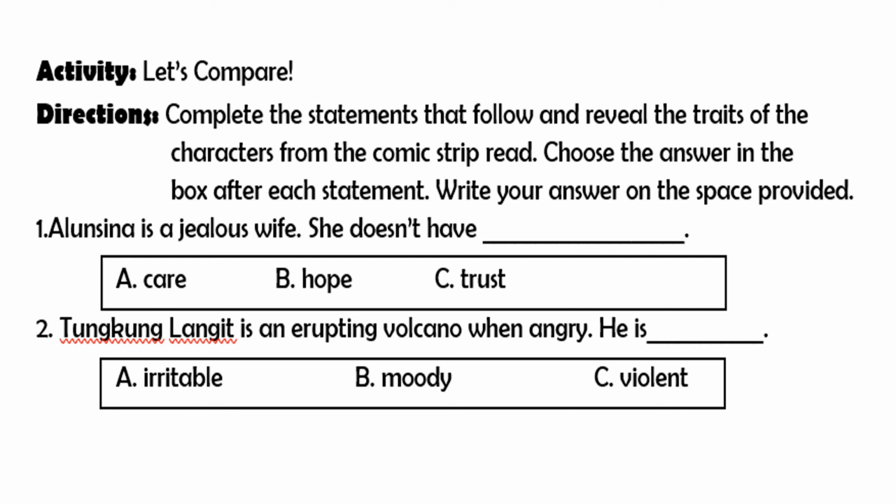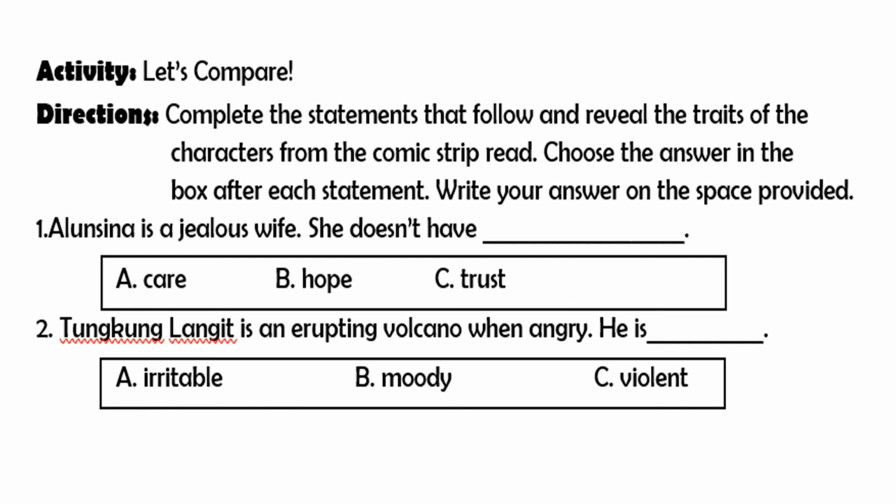This activity is entitled Let's Compare. All you have to do is to complete the statements that follow and reveal the traits of the characters from the comic strip you read. Choose the answer in the box after each statement. Write your answer on the space provided. Number 1. Alunsina is a jealous wife. She doesn't have blank. A. Care. B. Hope. C. Trust.